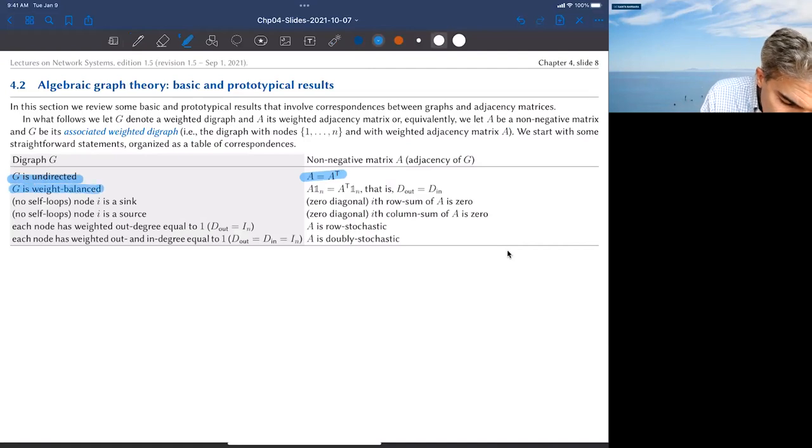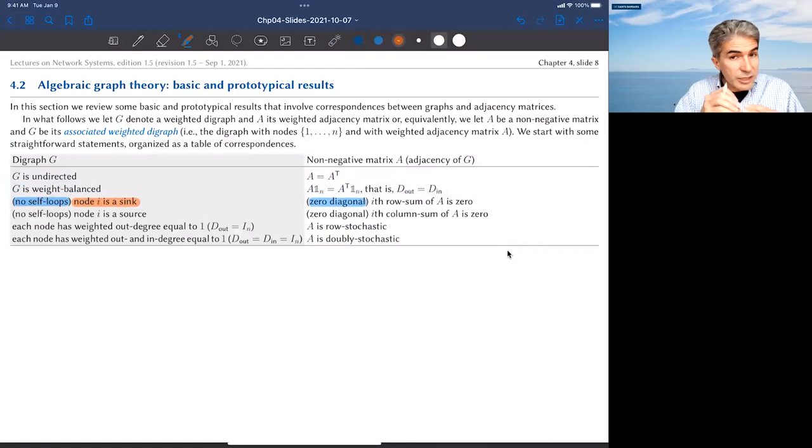Now, the graph is weight balanced if and only if row sums are equal to column sums, that is to say, d out is equal to d in. Restrict yourself for a second to the case where the graph has no self loops, which means the matrix has zero diagonal. Then a node of the graph is a sink, which is to say it has no outgoing edges, if and only if the row sum is zero. A node is a source, which means it has no incoming edges, it only has outgoing edges, if the corresponding column sum is zero.